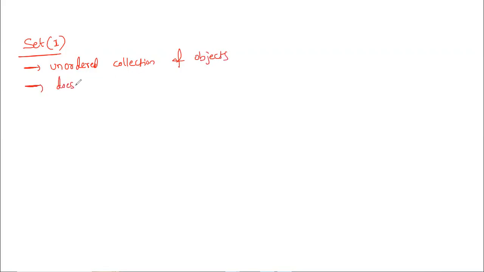So for this, Set is one interface. What are the properties of this Set, like we discussed in the last class? Set is an unordered collection of elements, an unordered collection of objects. Set doesn't allow duplicates. Next, index-based operations are not possible.